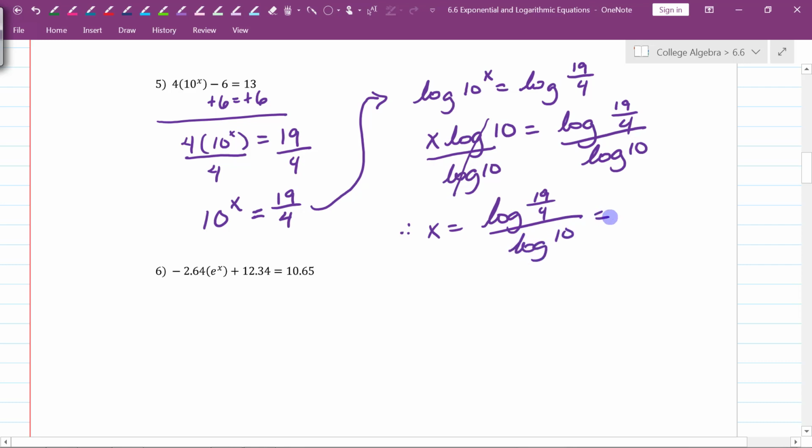Get out your calculators, punch it in. Hopefully, you found that it is equal to 0.6767.